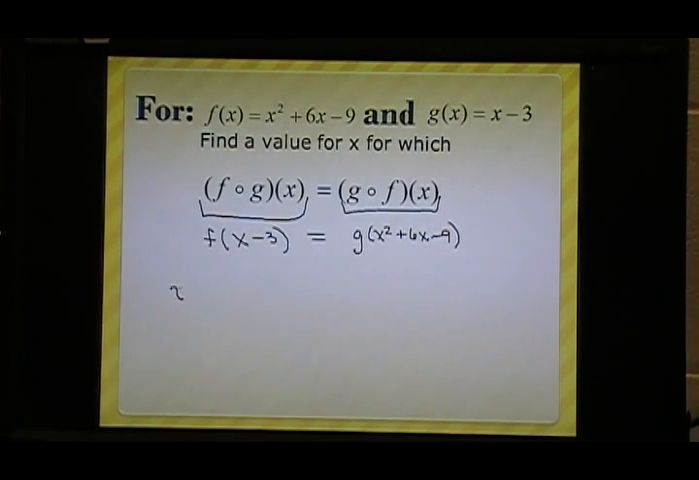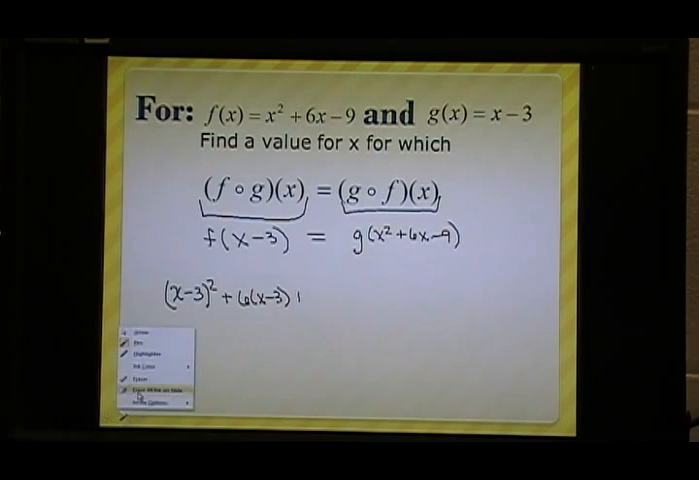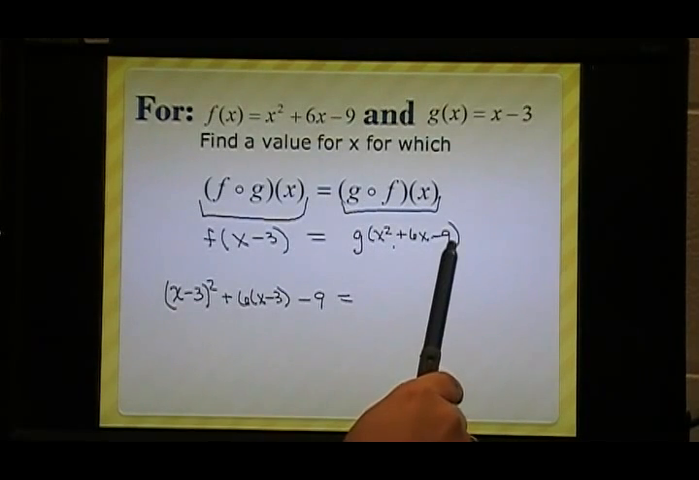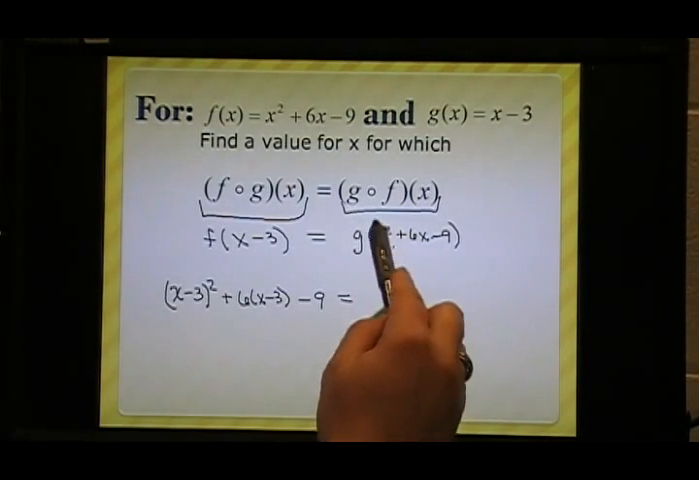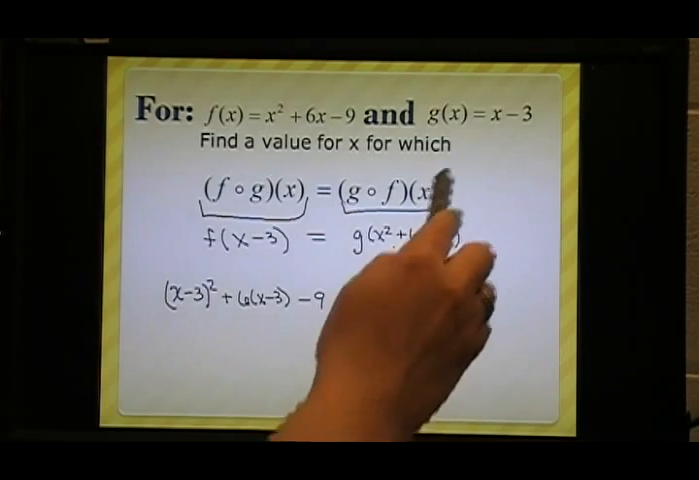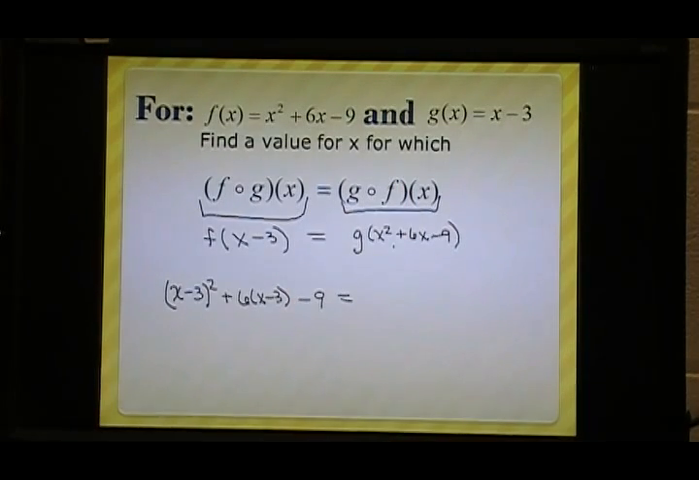So I'll have x minus 3, quantity squared, plus 6 times x minus 3, minus 9. I was going to write plus, let me erase that. Minus 9 equals g of x squared plus 6x minus 9. I'm going to take my x squared plus 6x minus 9 and substitute that into my function g. So we have x squared plus 6x minus 9 minus 3.